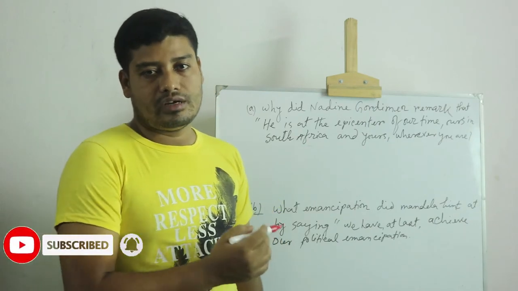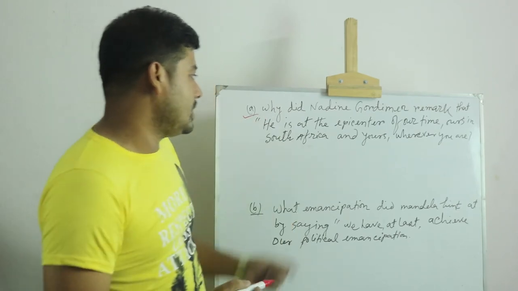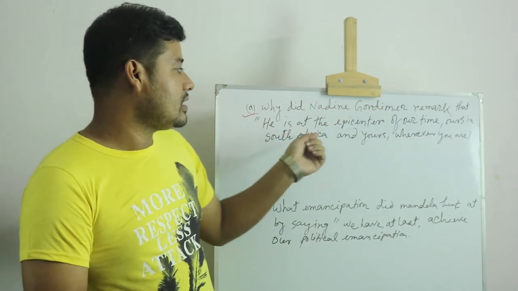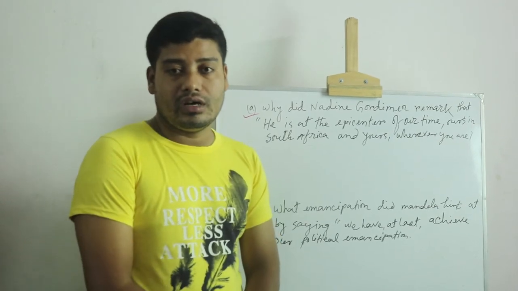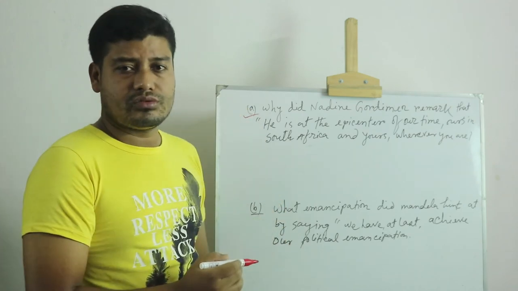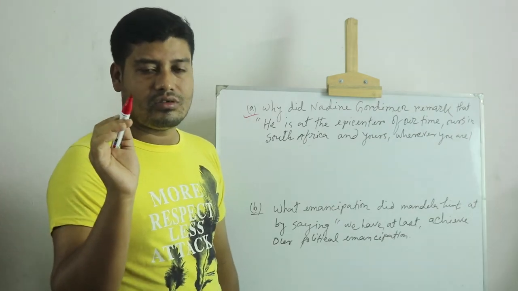Okay, and now let us turn to the question answer session. I will show you how to answer WS questions. Okay, so have a look at this. So here the question, according to your textbook, is, why did Nadine Gordimer remark that he is at the epicenter of her time, ours in South Africa and yours wherever you are? So these are WS questions. Okay, and do you know what we mean by WS questions? That means a word which includes W and S, that is called the WS questions.